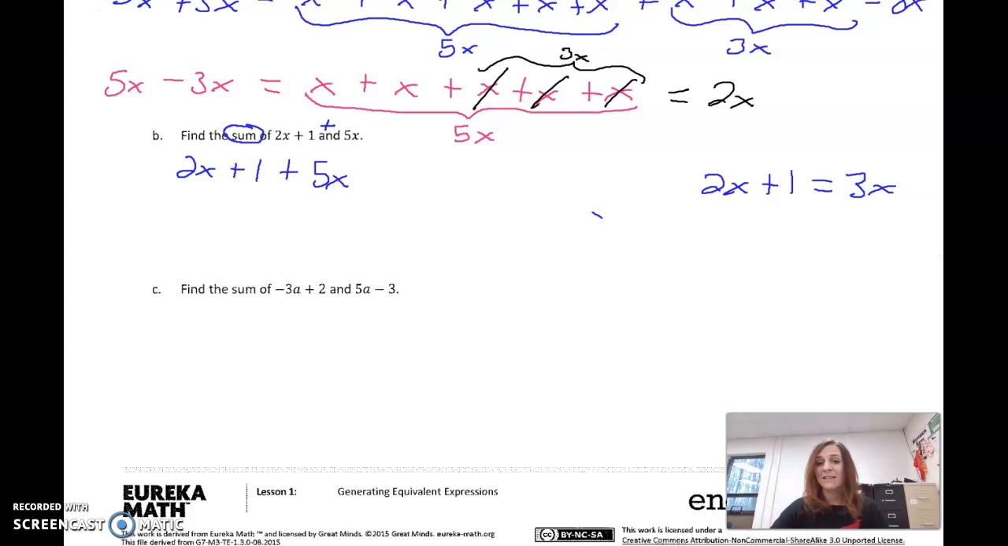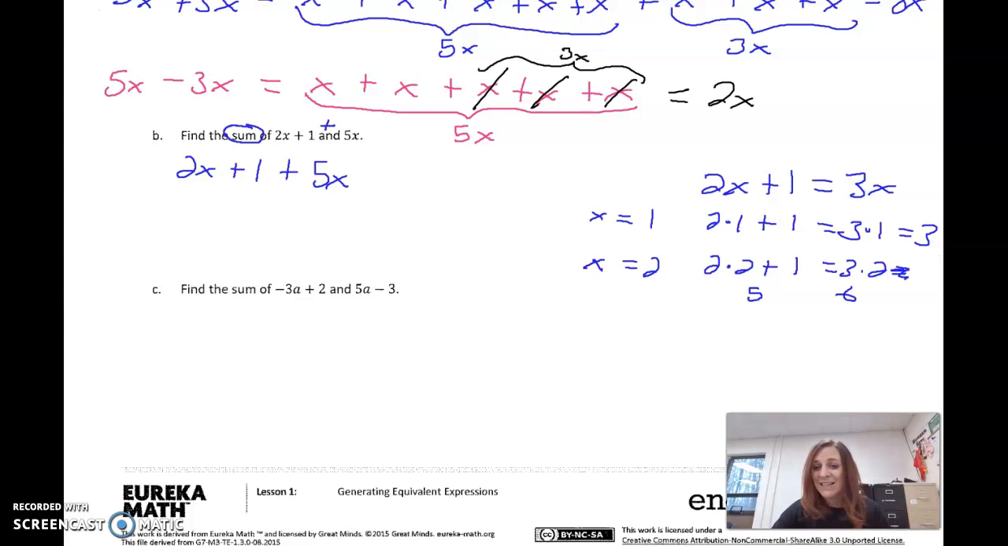So what if I said x is 1? Well, 2 times 1 plus 1. Well, 2 times 1 is 2, plus 1 is 3. And guess what? 3 times 1, that equals 3. Okay, so it works. But what if x is 2? 2 times 2 is 4, plus 1. Well, that's 5. And 3 times 2 is 6. Doesn't equal. It works when it's a 1, but it's not going to work for the rest of them. That is why this doesn't equal that.